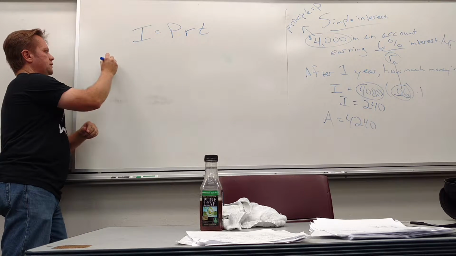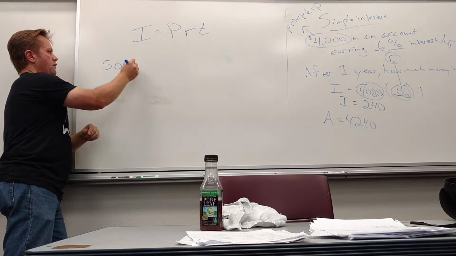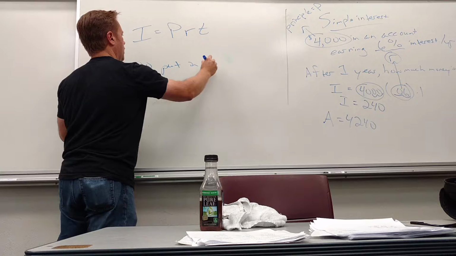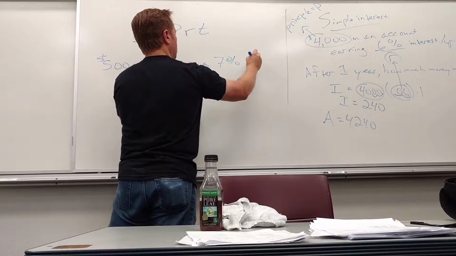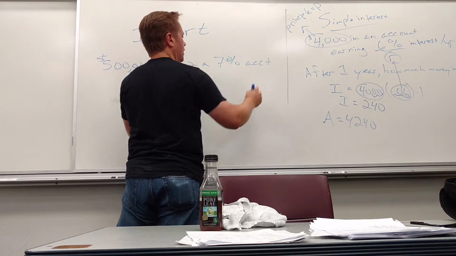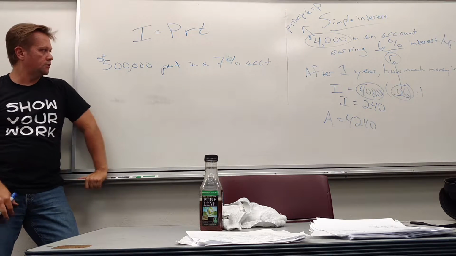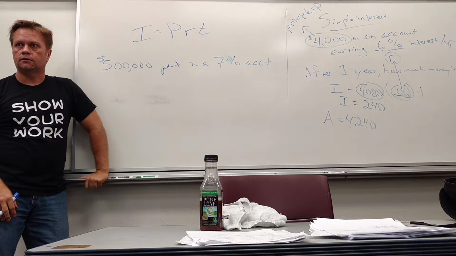If I put, let's say I won the lottery, got 500,000 bucks, and I put it in a 7% account. I like that. Not really that much. I'm sorry. Jackie's like, I'm not impressed. All right. Yes. Sorry.